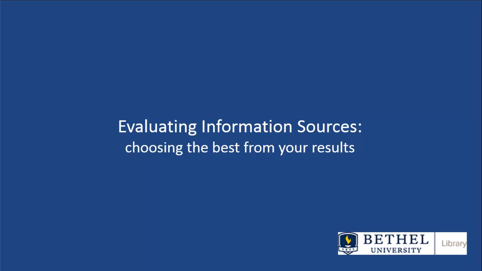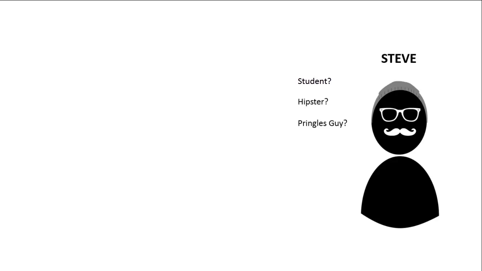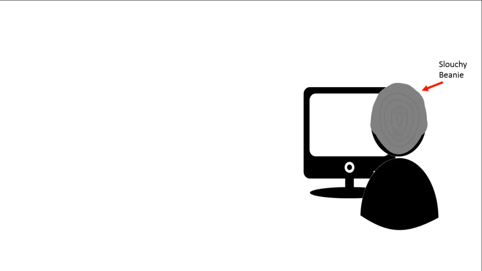This video is about choosing the best sources out of your results list when searching library databases. We're going to illustrate this using our friend Steve. Steve is in the middle of a research assignment and is having a hard time making decisions about which of the results he's getting will be most helpful for his paper.